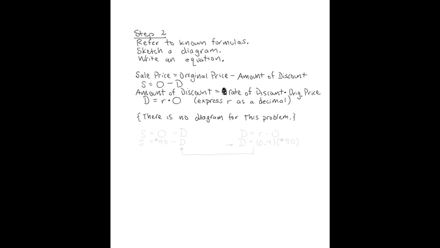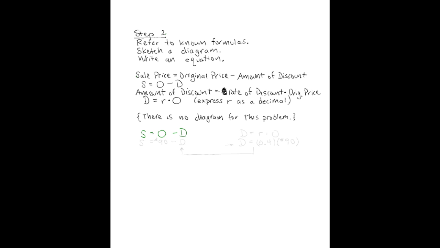And it's very important to recall that every time we wish to use the little r in this formula, we must express little r as a decimal. Okay, so let's go ahead and perform step 2 here. We referred to known formulas, we just wrote what they were. We said there's no diagram, so now we just have to write our equation. Usually that means plugging into the information that you're given. So let's start with S equals O minus D. So we can write that. S equals O minus D.